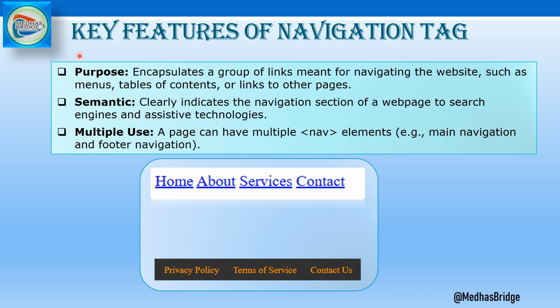Let's look at the key features of the navigation tag. What is the purpose? It encapsulates a group of links meant for navigating the website, such as a menu, table of contents, links to other pages, etc. Next is semantic. What does that mean? It clearly indicates the navigation section of a web page to search engines and assistive technologies. Multiple use means a page can have multiple nav elements, like main navigation, footer navigation, etc.